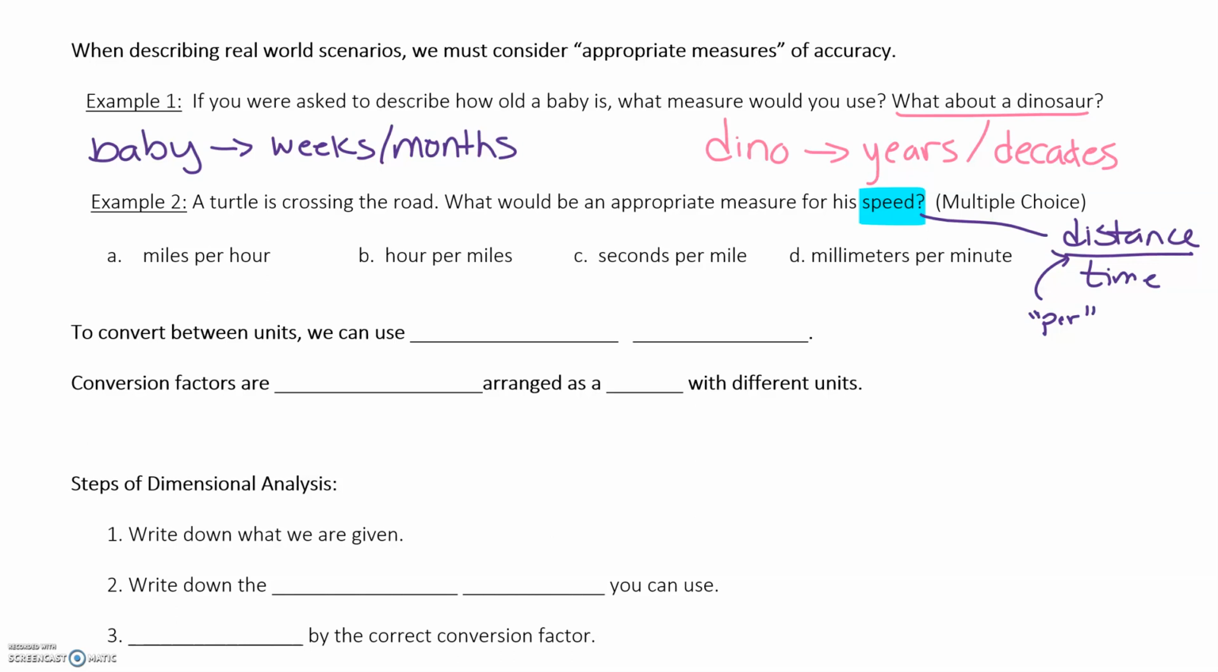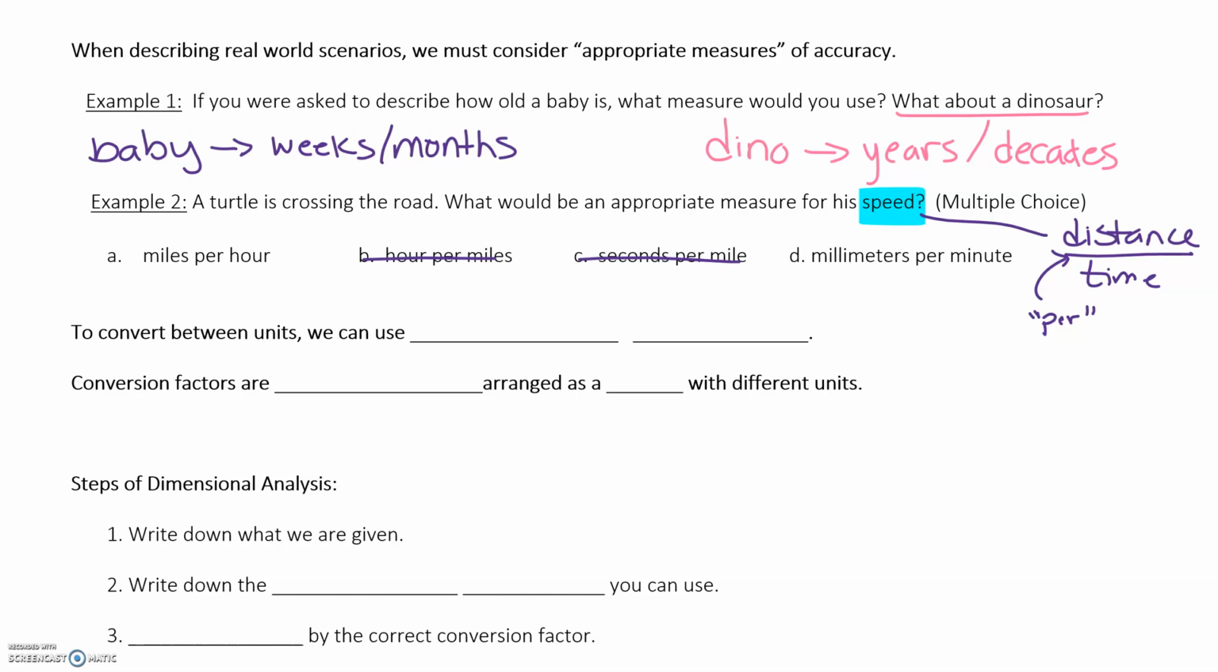So let's first look at our choices and get rid of the ones that don't give us distance per time. So the first one, A, says miles per hour. That's distance per time. The next one says hours per mile. That is not distance per time. So I'm going to cross that out. C says seconds per mile. Well, seconds is time. Nope. And D says millimeters per minute.